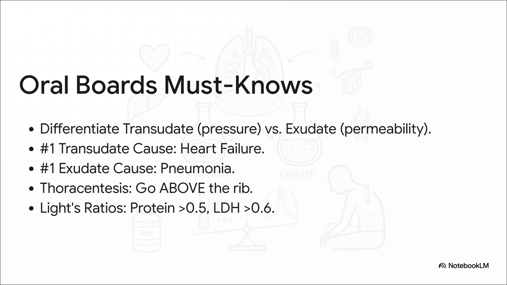When you do the procedure, where do you go? Above the rib. And burn these numbers into your brain. Light's criteria, ratios, protein greater than 0.5, LDH greater than 0.6. And finally, don't forget that malignancy is a special case that needs special treatment.